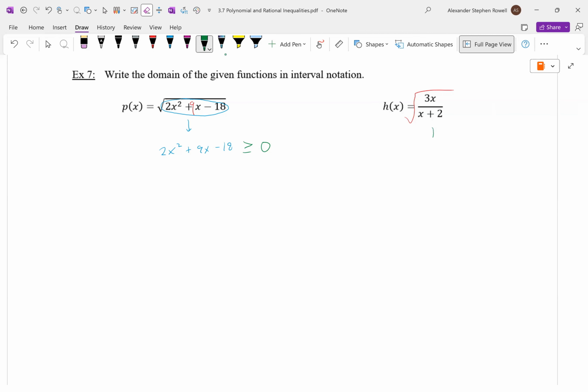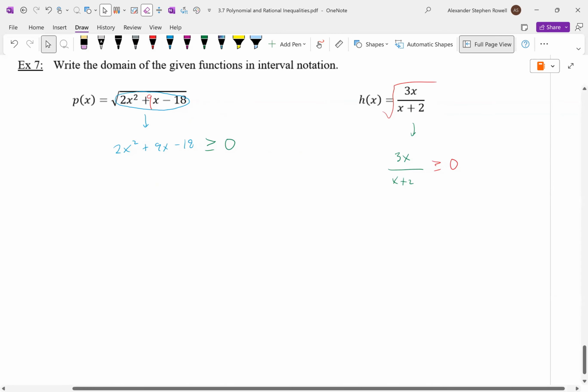Okay, what about this one? How do I find the domain of h of x? 3x over x plus 2 must be greater than or equal to 0. So in either case, we're going to solve either a polynomial inequality or a rational inequality. Do you want to practice either of these? I guess we could do both.